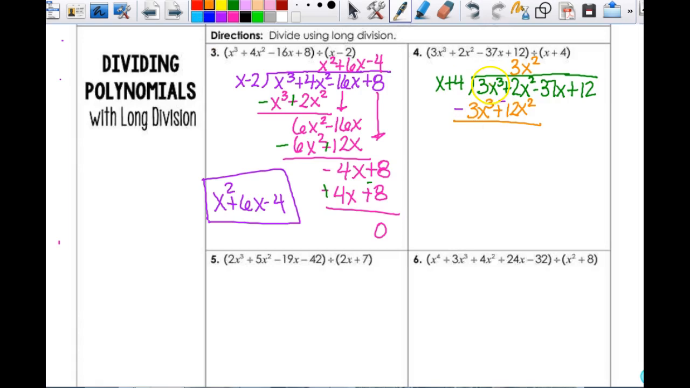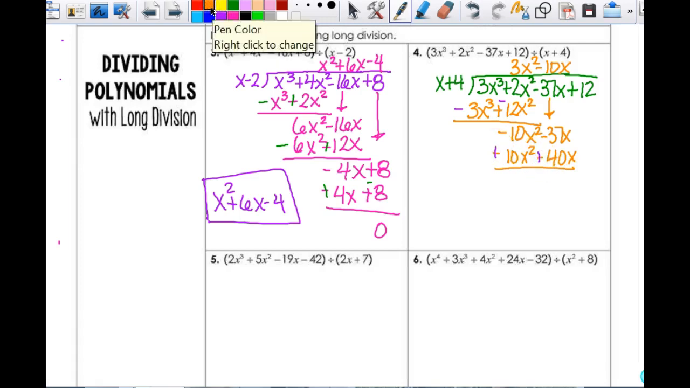This zeroes out. This gives me a negative 10x squared. Bring down my negative 37x. So when I divide this in here, you've got to pay attention to the signs. This is positive and this is negative, which means this is going to be a negative 10x there. So then this gives me negative 10x squared minus 40x. I go through and I change my signs. This zeroes out. This gives me a positive 3x. Bring down my 12.